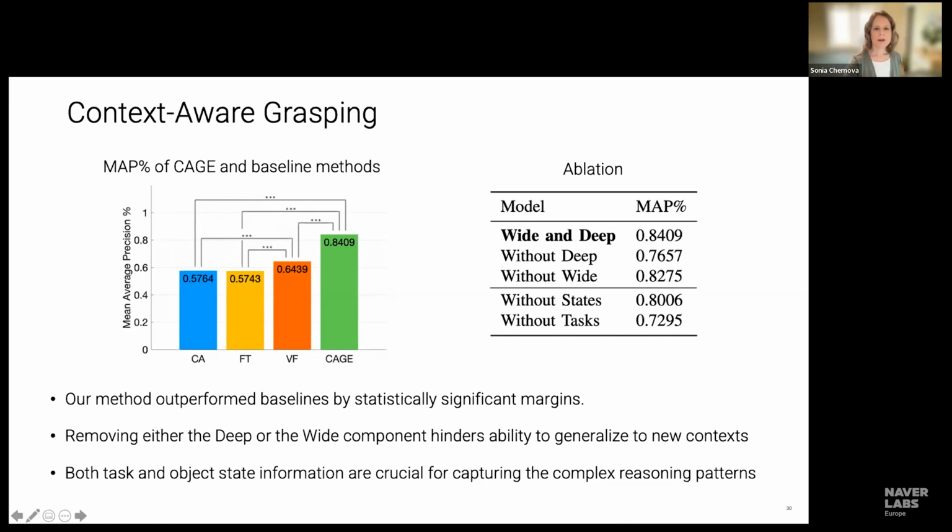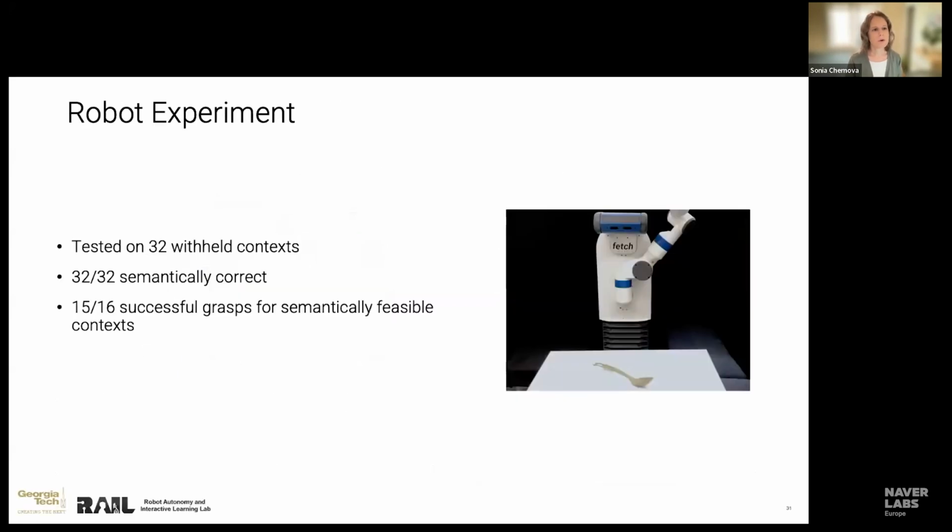And on the right is the ablation result that says that for the wide and deep model, if you cut out either the wide or deep portions, you lose performance. It also shows that if you drop state information or task information, then you lose performance as well. So our model is actually basically using all the information we're giving it. Not crazy surprising, but good to know.